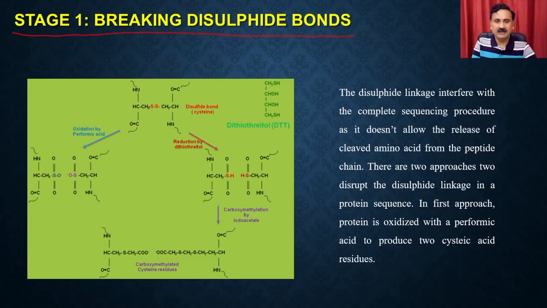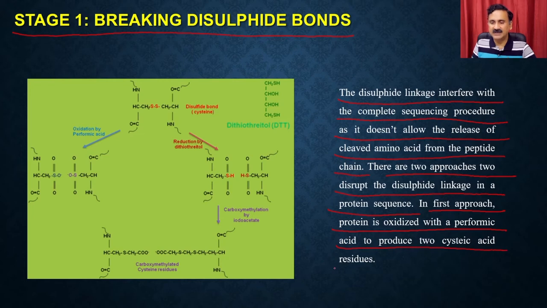You can imagine that this is a protein which has disulfide linkages, and the disulfide linkages interfere with the complete sequencing procedure, as they do not allow the release of the cleaved amino acid from the peptide chain. There are two approaches to disrupt the disulfide linkages in a protein sequence. In the first approach, the protein is oxidized with performic acid to produce the cysteic residue.